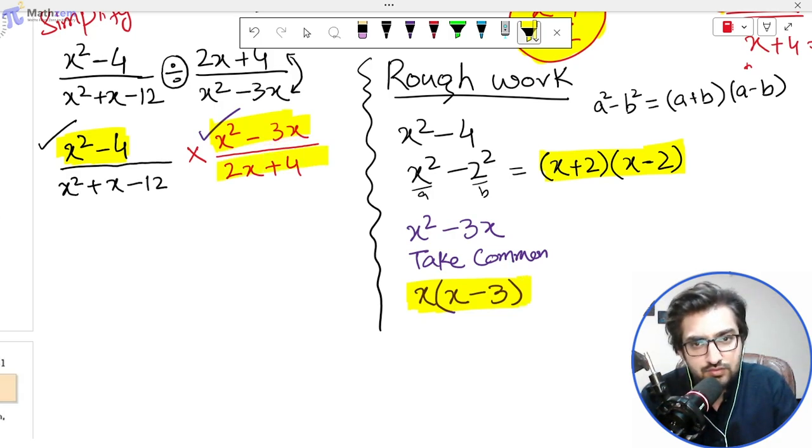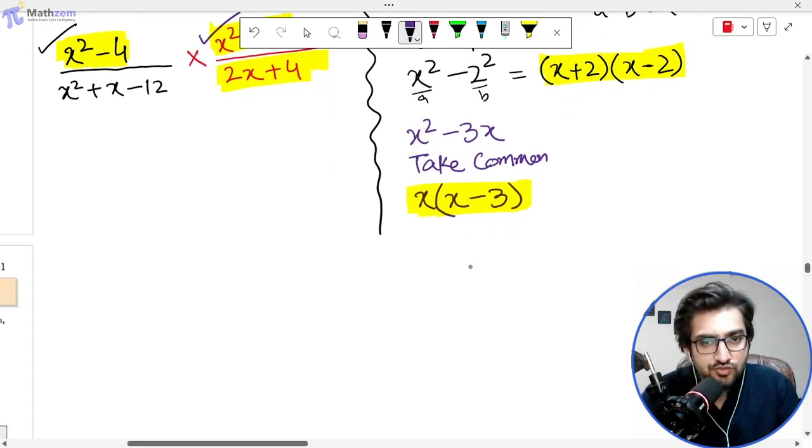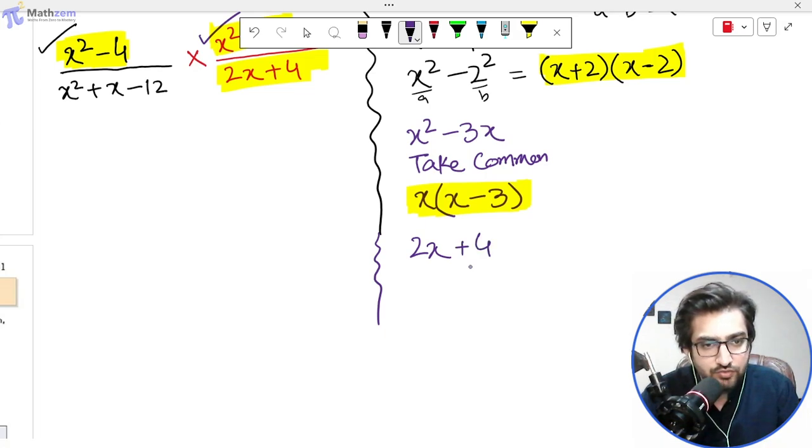Now let's do this one. 2x plus 4, that is also a common question. Just take common. 2 is common here. x plus 2. That's it.